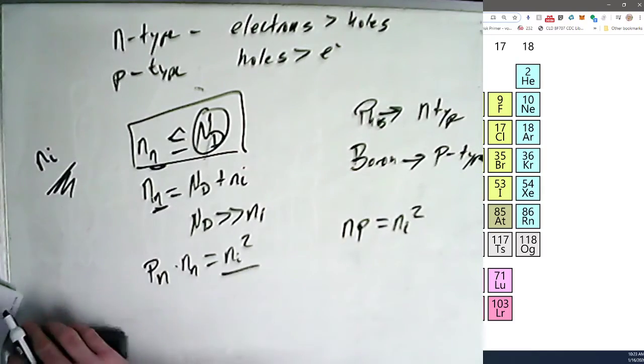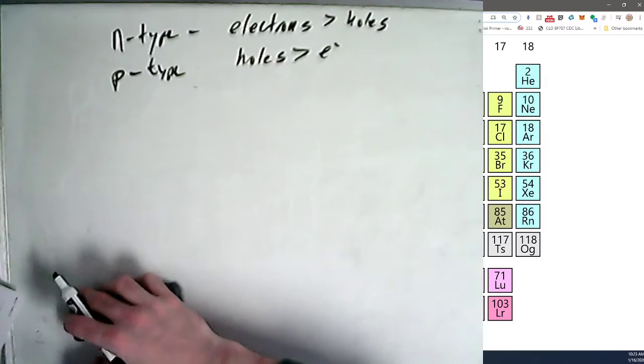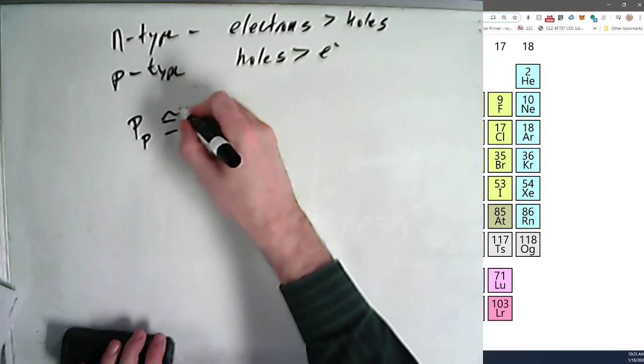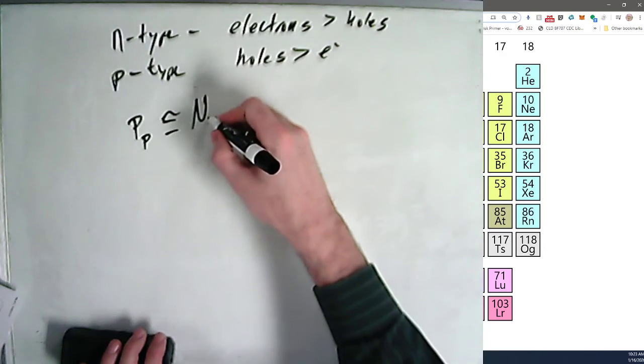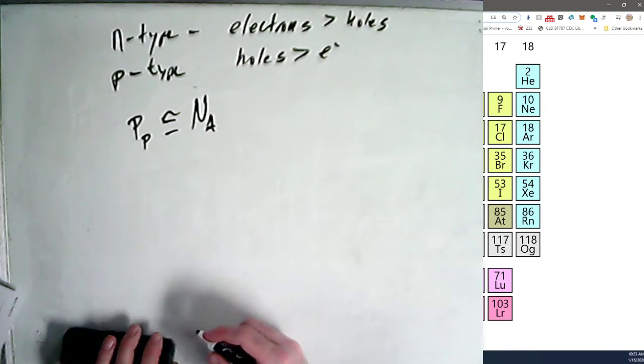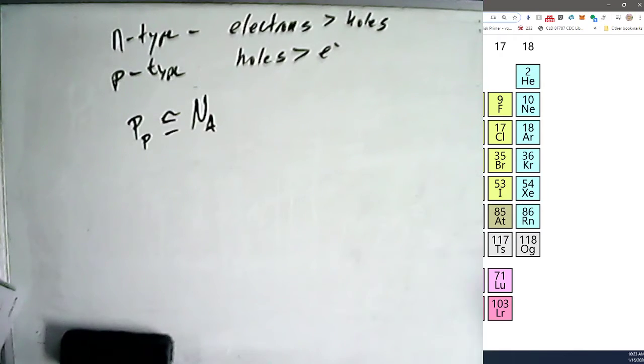We can also have p-type material. So in the p-type, we're going to say P sub P is approximately equal to N sub A. A is for acceptor. Okay? So it's approximately equal to the number of acceptors. Same kind of thing. We can have a whole bunch of spare holes in there. So those holes are actually turned into charge carriers. It's kind of weird, but that's the way it goes.